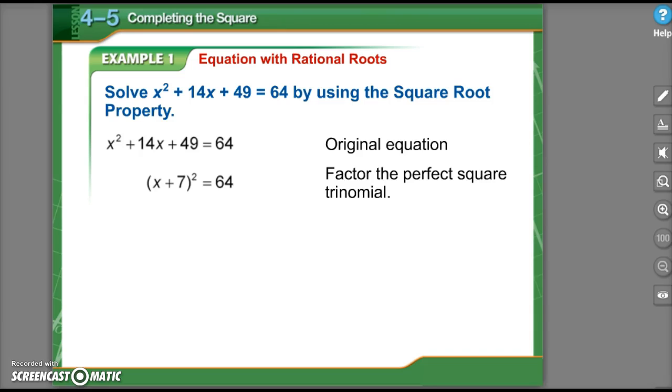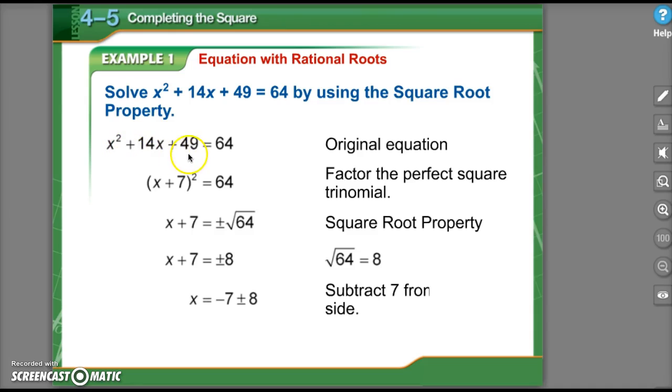So hopefully from previous lessons you are able to factor this or recognize that this is a perfect square trinomial of the form quantity a plus b squared, where a is x and b is 7. You would recognize that by noticing that x squared is a perfect square, it's x times x, and 49 is a perfect square, it's 7 times 7, and that 14x is 2 times x times 7. 2 times 7 is 14, obviously. So you can rewrite this as a perfect square trinomial.